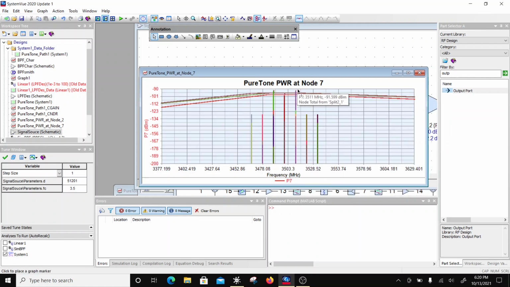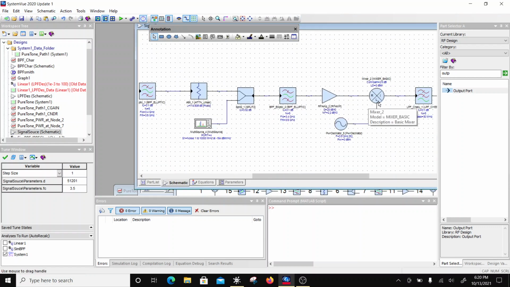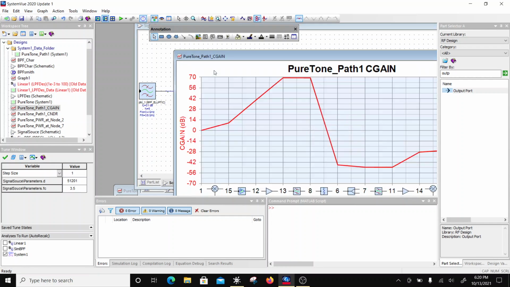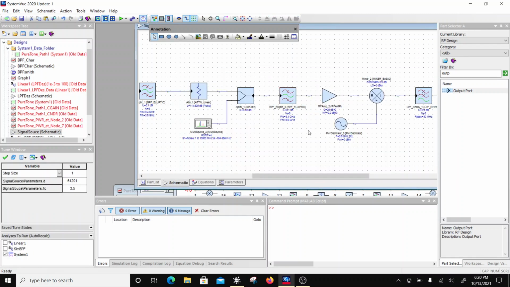Okay, minus 87. So I would like this receiver to be even responding to 106 or something like that. Then we have to figure out what should be the gains and what should be the cascaded noise figure to be able to detect it at 106.